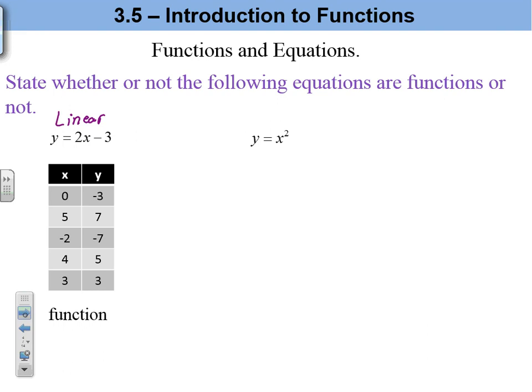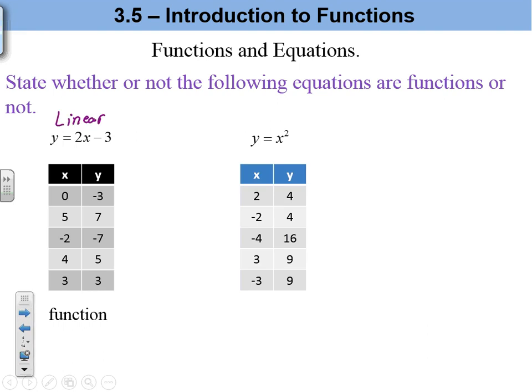Here we have y is equal to x squared and an associated table of values for it. Because the largest exponent is a 2, we would refer to this as quadratic. And of course, because the x numbers don't repeat, it is a function. Now, positive 2 and negative 2 aren't the same numbers. Same thing as positive 3 and negative 3. It's okay to have the same number with opposite signs because they're really not the same thing.